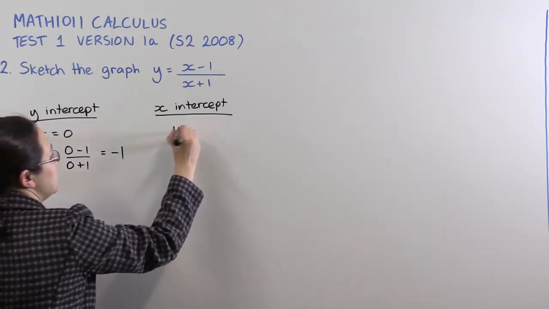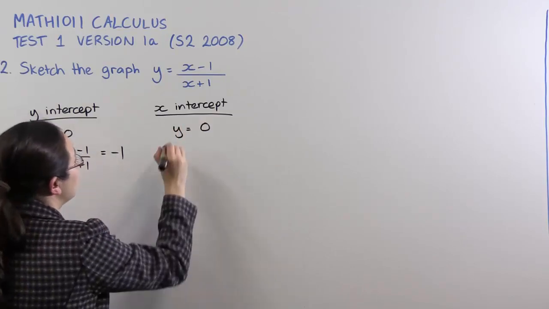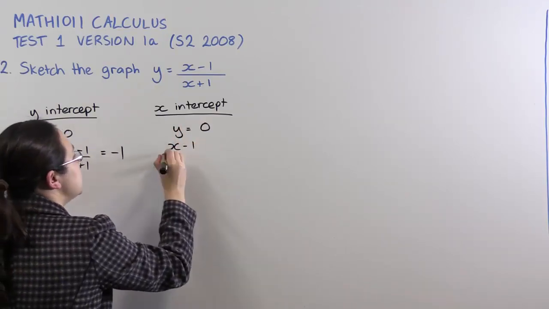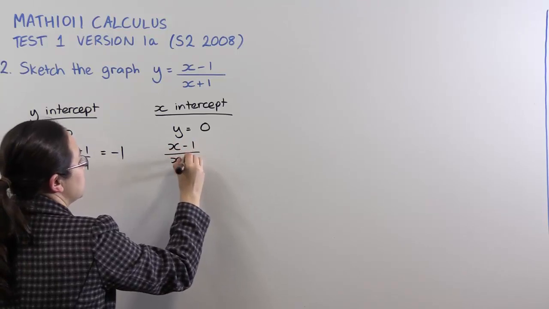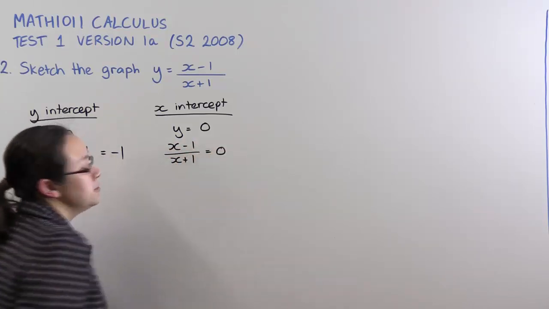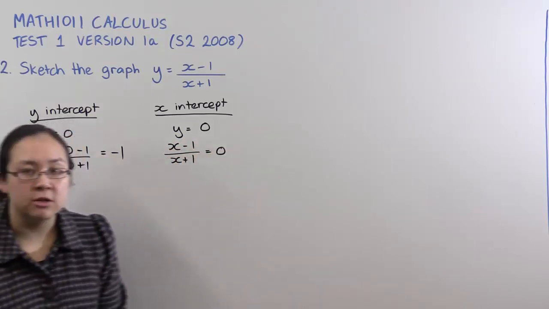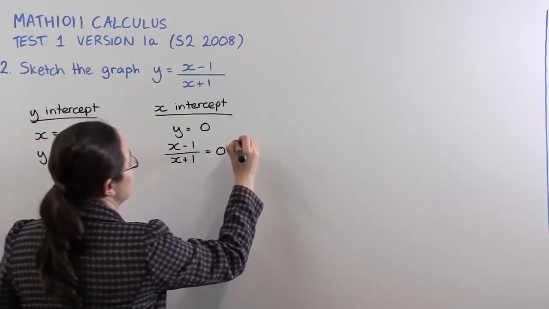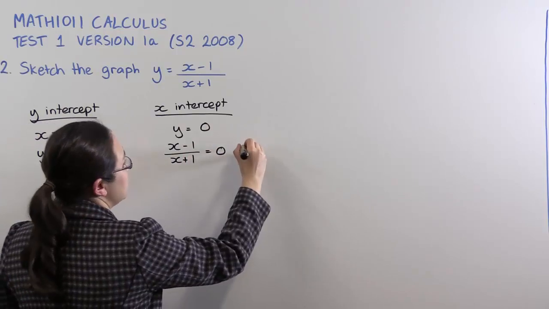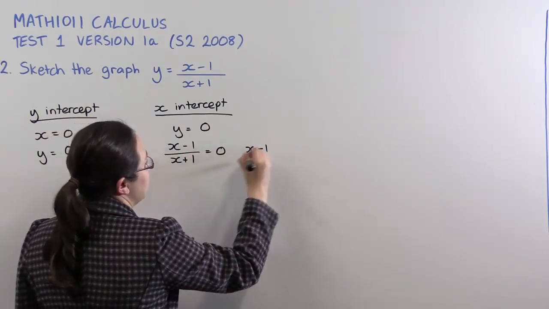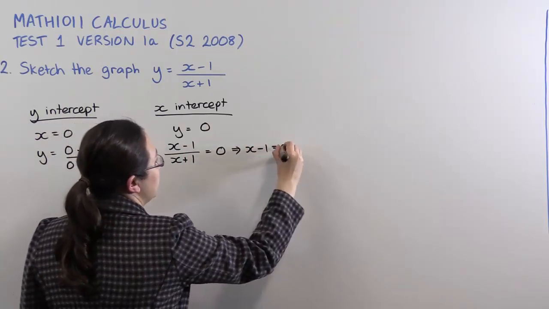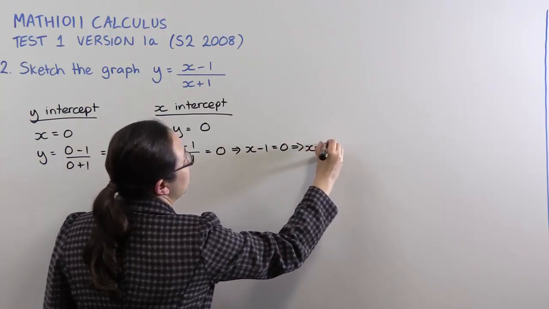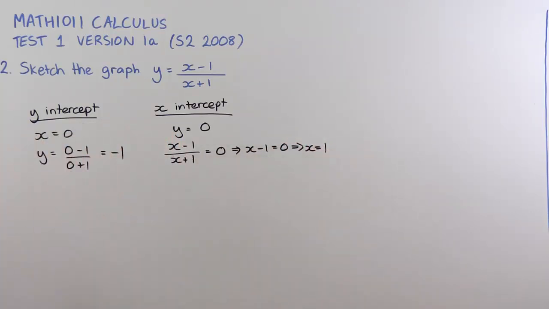To find our x-intercept, we set y equal to 0. So here we'll be solving x minus 1 on x plus 1 equals 0. Now if two numbers divide to give 0, the only way that can happen is if the numerator, the top, is going to be 0. So if x minus 1 on x plus 1 is 0, then x minus 1 is 0, which means x has got to equal 1. Okay, so we have an x-intercept and a y-intercept.